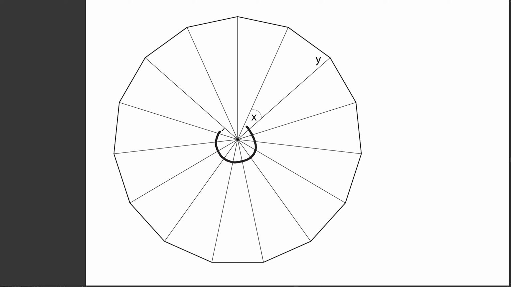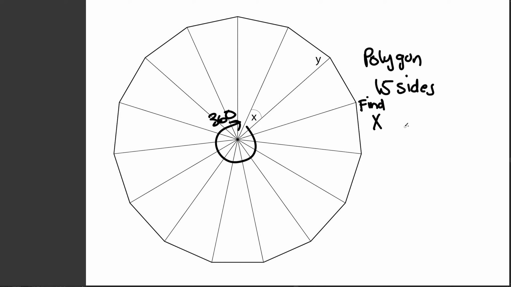So realize that this is going to be a 360 turn, and this polygon has 15 sides to it. So the first thing we want to do in order to find x is divide 360 degrees by 15. And then we get 24 degrees for x.